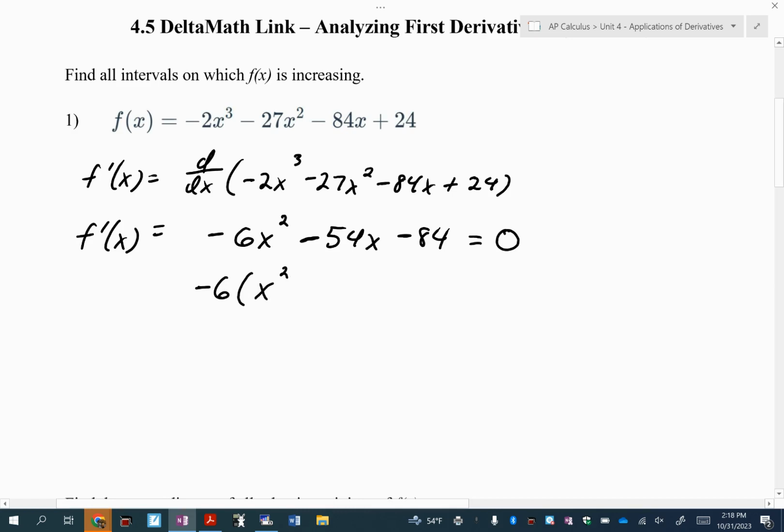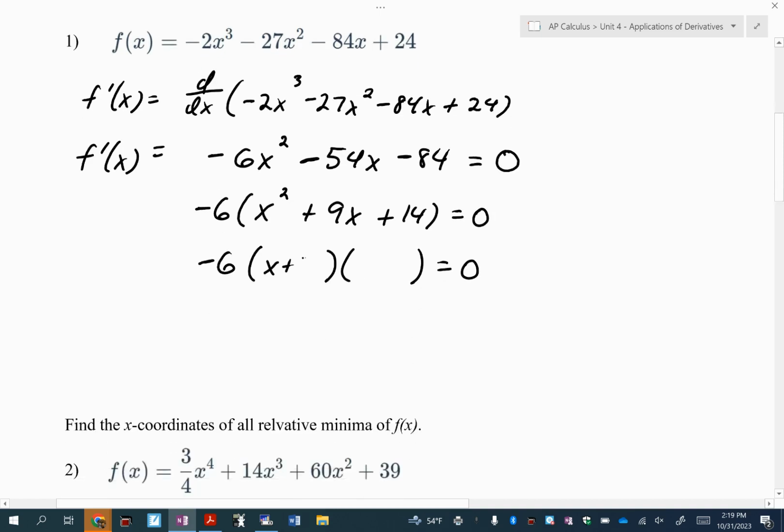So you have x squared. What's negative 54x divided by negative 6? Plus 9x. And then does anyone know 84 divided by 6? 14. Do you guys remember how to find these factors? Hopefully you do. What are factors of 14 that add to 9? Sorry, I said 7 at first, my bad. My brain's already thinking about the answer.